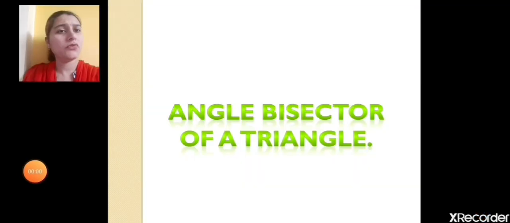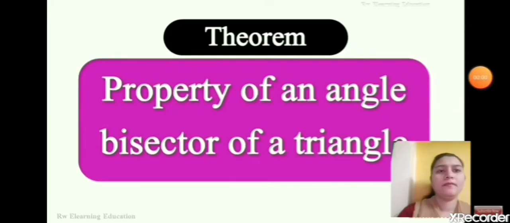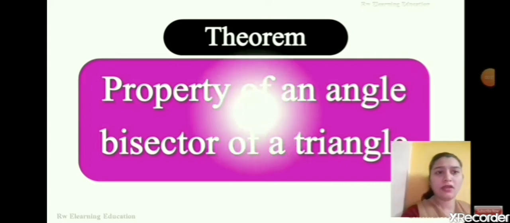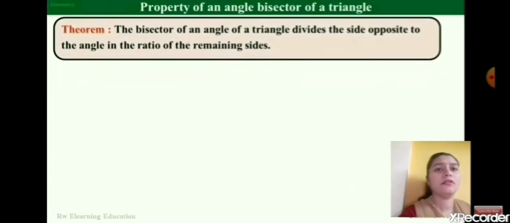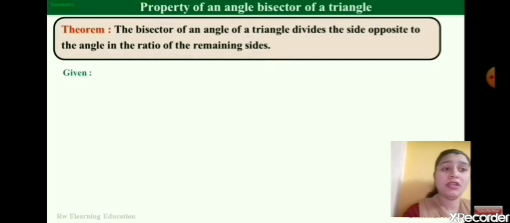Understood? So students, now let me begin with the second theorem, angle bisector of a triangle. Property of an angle bisector of a triangle. The theorem states the bisector of an angle of a triangle divides the side opposite the angle in the ratio of the remaining sides. Here it's very important to understand the statement: angle of a triangle and ratio of remaining sides.